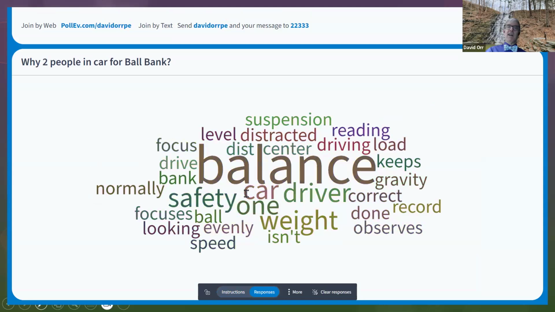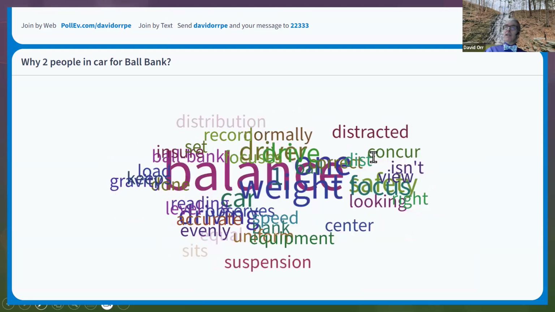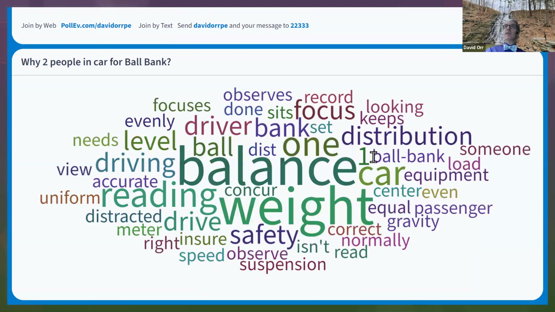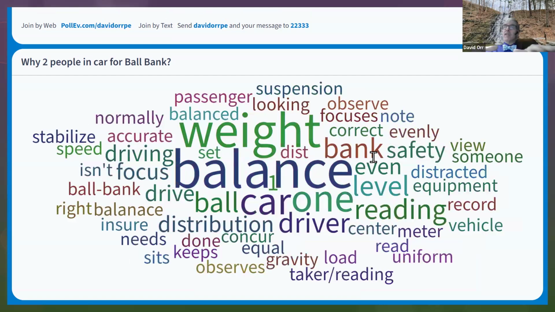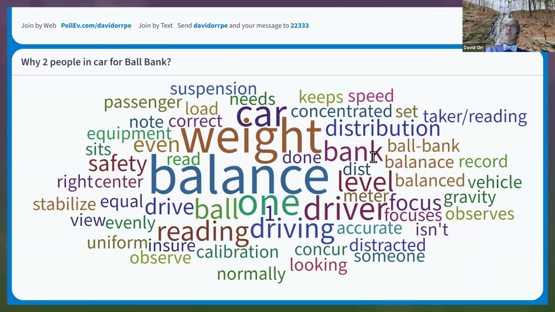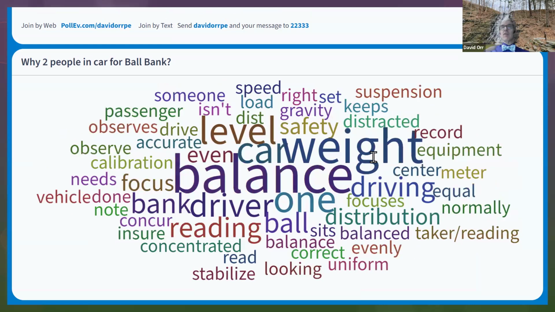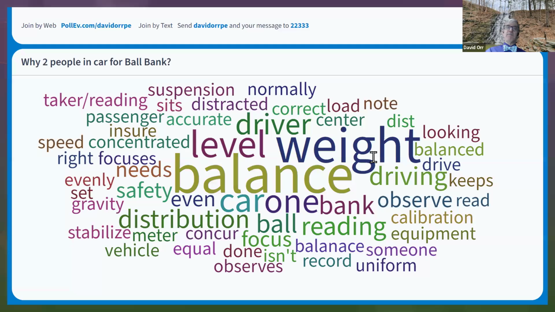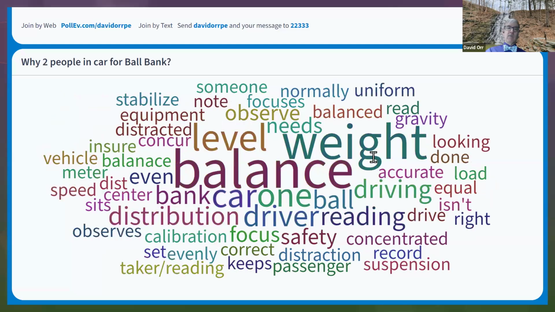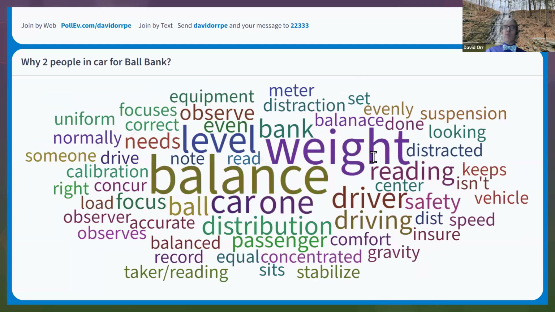Balance, we want the car to be level. We want it level how it's going to be used. We want to start it with level. That can actually be one of the hard parts, finding a level spot within your parking lot, since most roads already have a super elevation to them, or a crown. Distribution of the weight in the vehicle. I'm looking for reading and distracted. I start seeing that word show up.